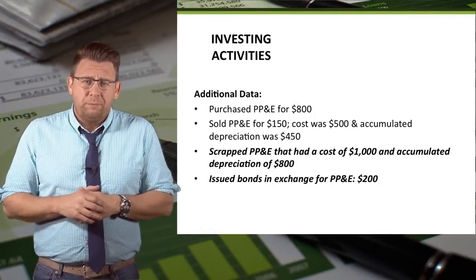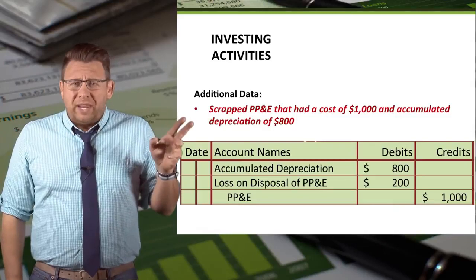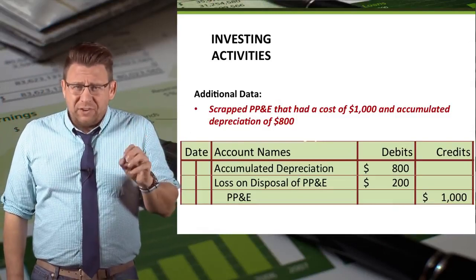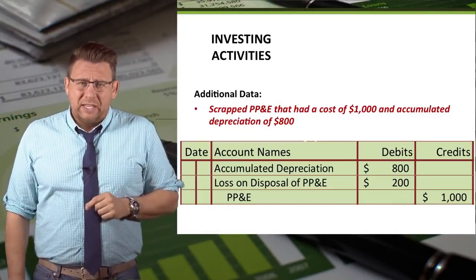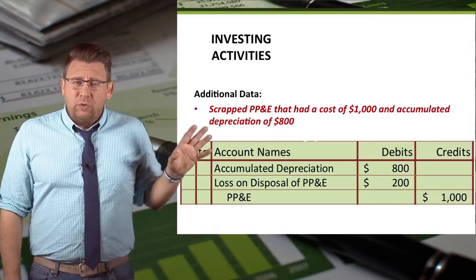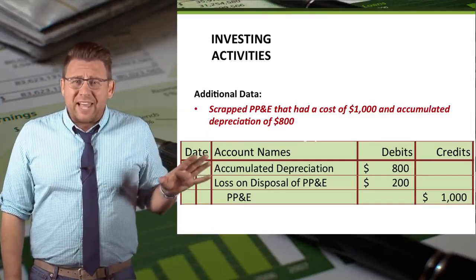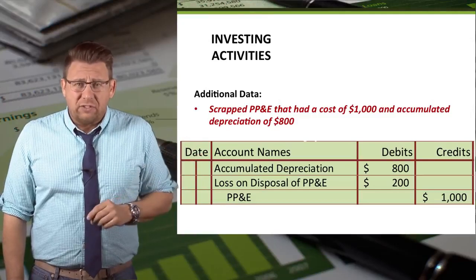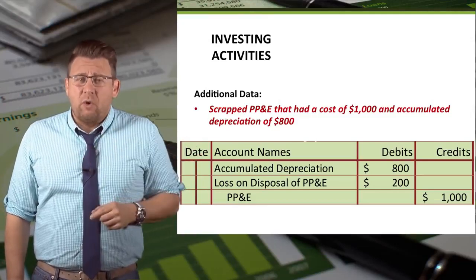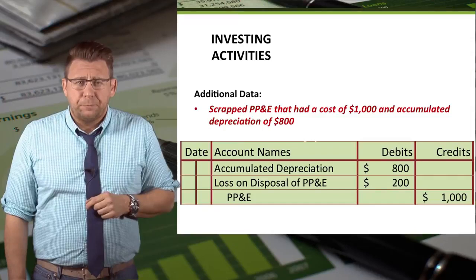Let's look at each one. When property, plant, and equipment is scrapped, there is no cash impact. In fact, I've shown the journal entry here to emphasize this point. So the transaction doesn't affect the cash account and therefore doesn't go on the statement of cash flows.